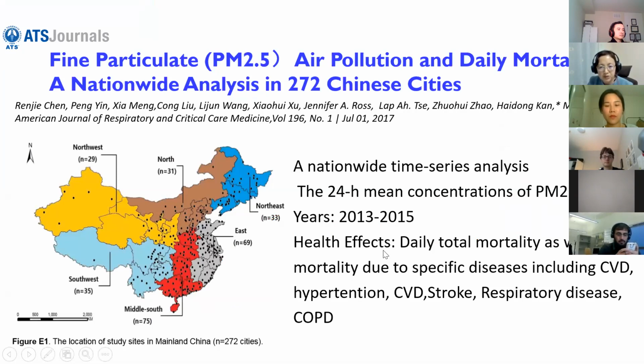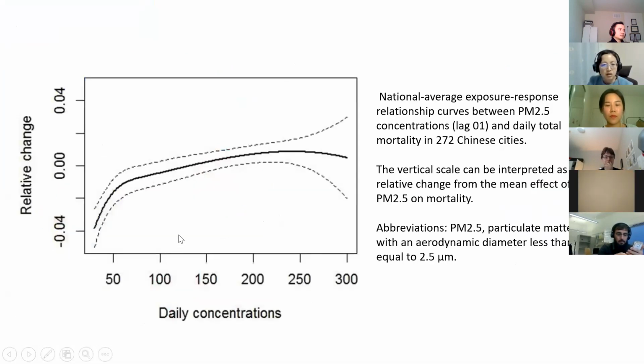The similar method also focused on the health effects of daily total mortality, as well as specific diseases: CVD, hypertension, stroke, respiratory disease, and COPD. You can see the whole Chinese map here, divided into 6 regions: northwest, northeast, east, middle, south, and southwest. So I'll just jump directly to the conclusion, one of the major results based on these studies.